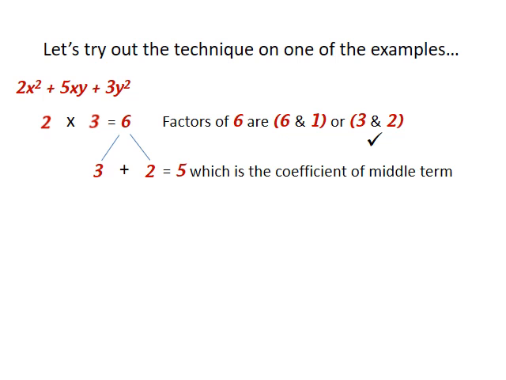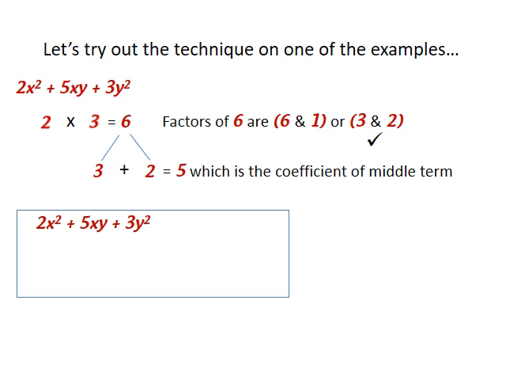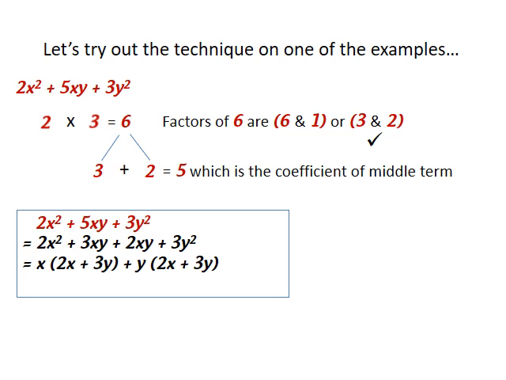So if we had to solve this expression, what would we do? We would write the expression as 2x square plus 3xy plus 2xy plus 3y square. And then again, as before, we would group the first two terms and the last two terms, and then take the common and find out the factors. Now I think you are pretty comfortable with the technique, right?